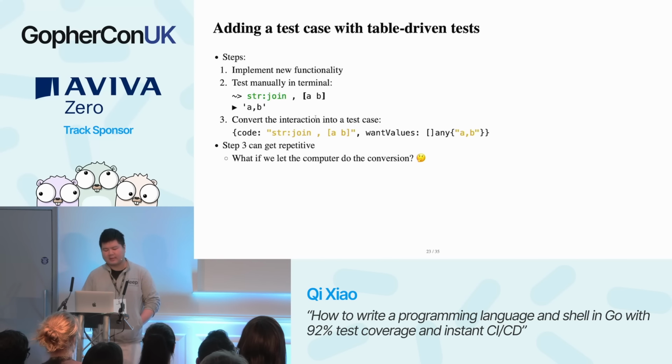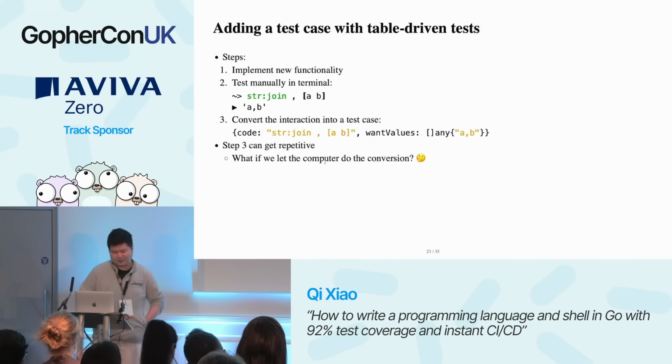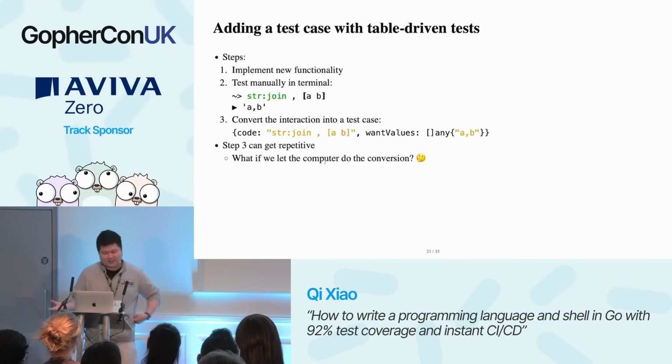And then I would translate that interaction into a test case. I would translate that into this: the code is this, and the values I want are this. But the thing is, after I have done manual testing, I pretty much feel I should be done. I shouldn't really need to do the conversion, right? We have a computer, and we can actually let the computer do the conversion for us.